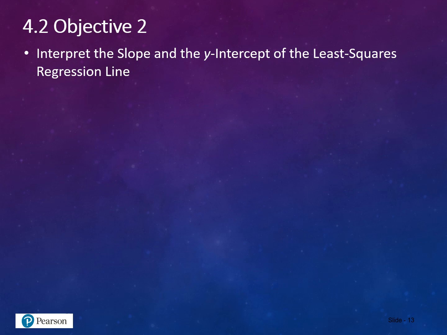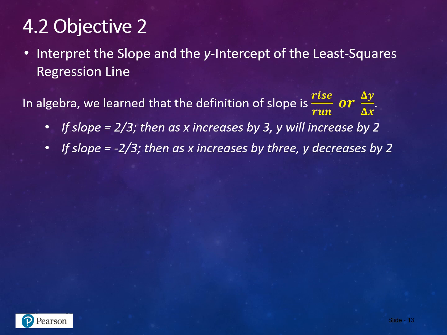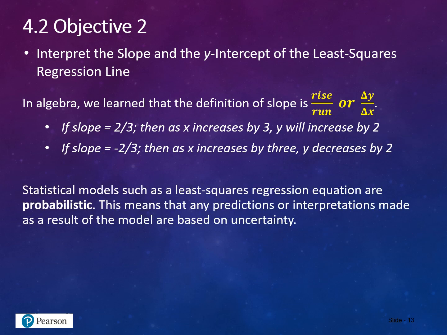Our next objective is to interpret the slope and the y-intercept of the least squares regression line. In algebra, we learned that the definition of slope is rise over run, or the change in y's over the change in x's. For example, if slope equals positive 2/3, then as x increases by 3, the denominator, y will increase by 2. So as x goes up, y will go up. If, however, the slope is negative 2/3, then as x increases by 3, y will decrease by 2. So as x increases, y decreases, and we have the opposite effect, a decreasing function.